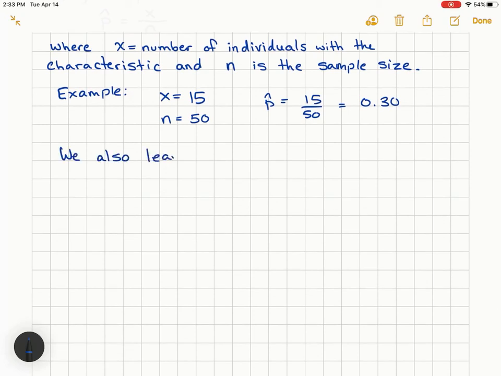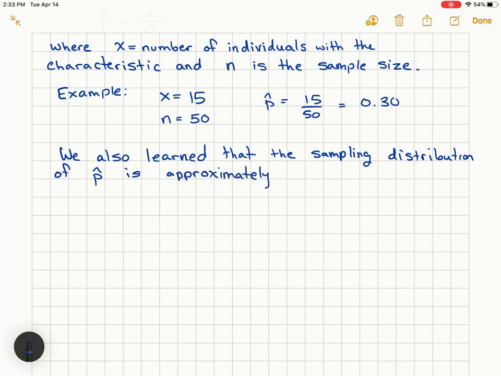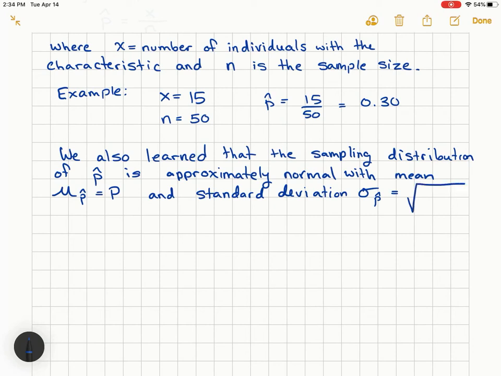Okay, we also learned that our sampling distribution of p hat is approximately normal, with mean mu of p hat equals p and standard deviation sigma p hat equals the square root of p times 1 minus p, all divided by n, provided we meet these three requirements.